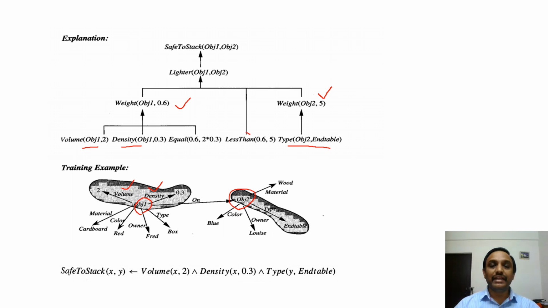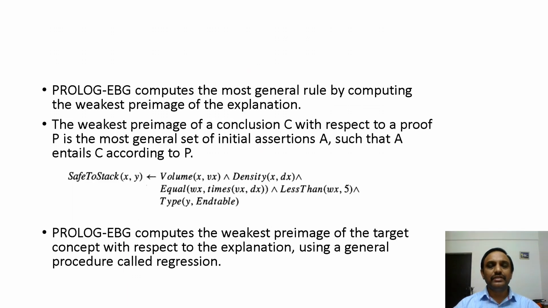So we are comparing these two weights. Automatically 0.6 is less than 5. So we conclude that object 1 is lighter than object 2. When this is satisfied, you can place object 1 on object 2. Like that we have to provide an explanation of the training data. This Prolog EBG algorithm considers training examples incrementally.